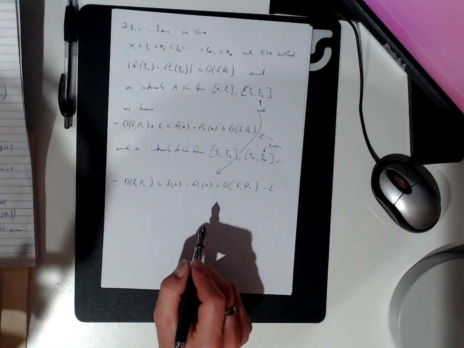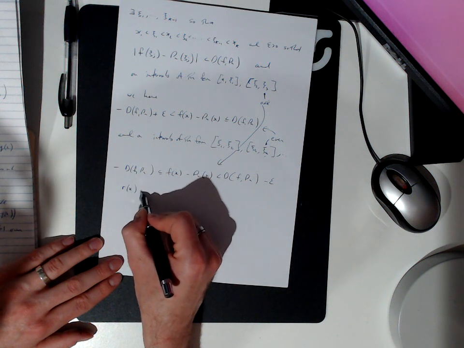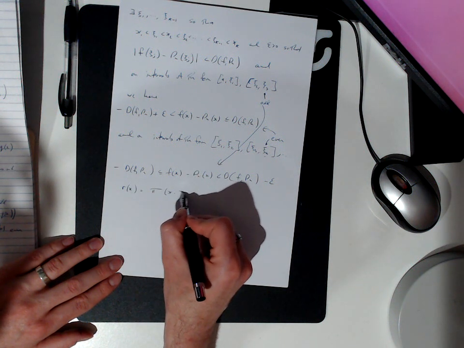Okay, so take a new polynomial, r(x). It's going to be the product of (x minus xi_j).